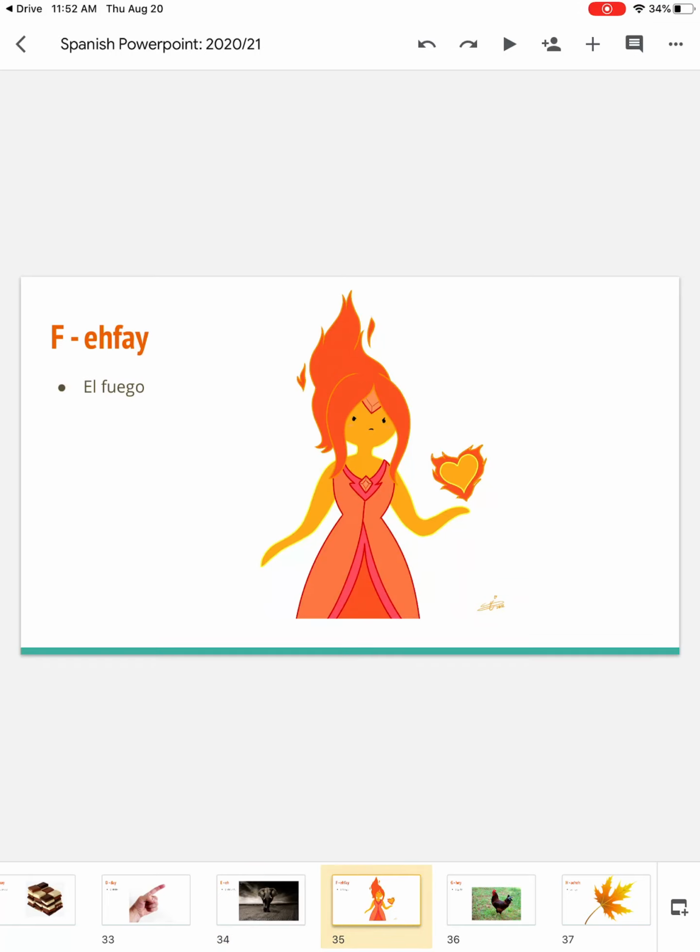Next up, we've got F, and in Spanish it's pronounced efe. So repeat after me. Efe. And our word that uses our letter F, if you haven't gotten from the little Adventure Time picture off to the right, is fire. And to say fire in Spanish, we're going to say el fuego. El fuego.